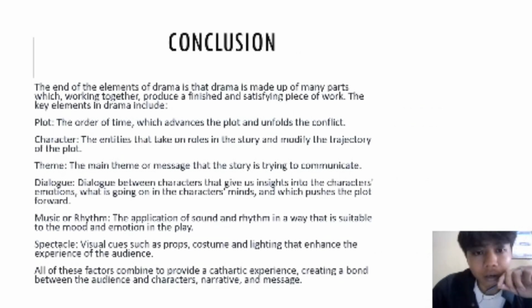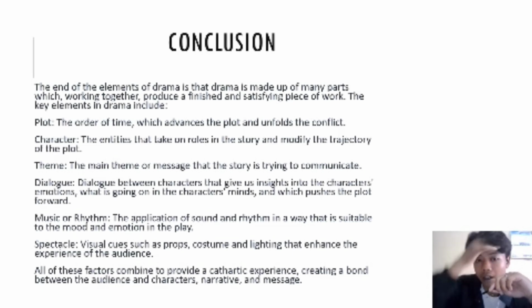The conclusion. The end of drama is that drama is made up of many parts which, working together, produce a finished and satisfying piece of work. The key elements in drama include plot, the order of time which advances the plot and unfolds conflicts; character, the entities that take on the roles in the story and modify the trajectory of the plot; the main theme or message that the story is trying to communicate; dialogue between characters that gives us insight into the character's emotion, what is going on in the character's mind, and which pushes the plot forward.